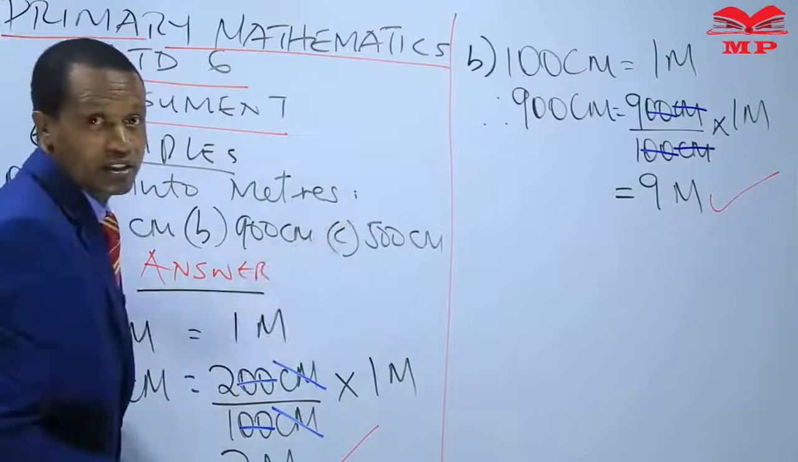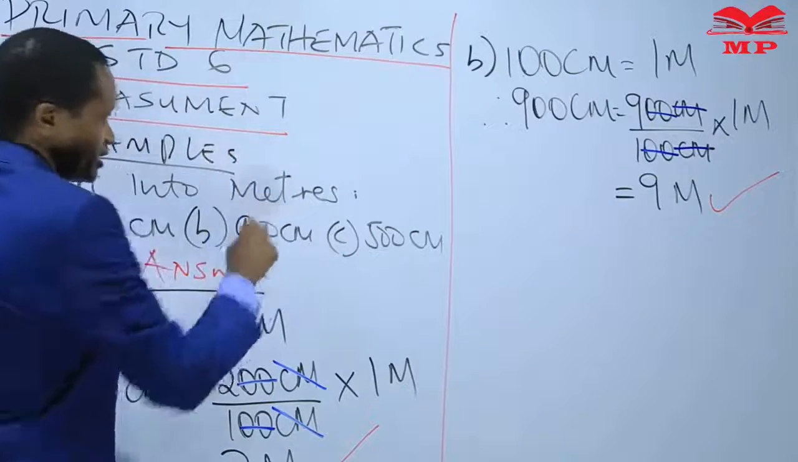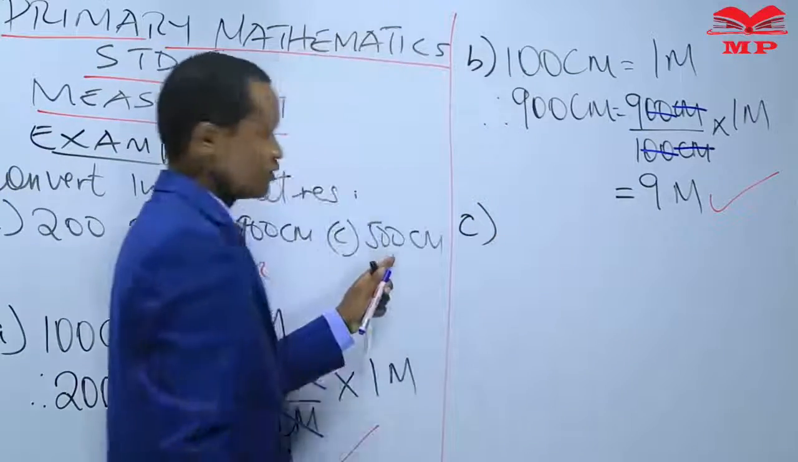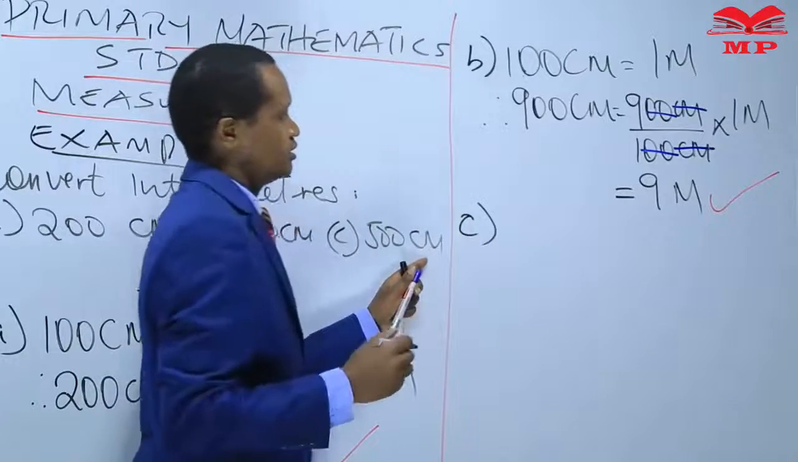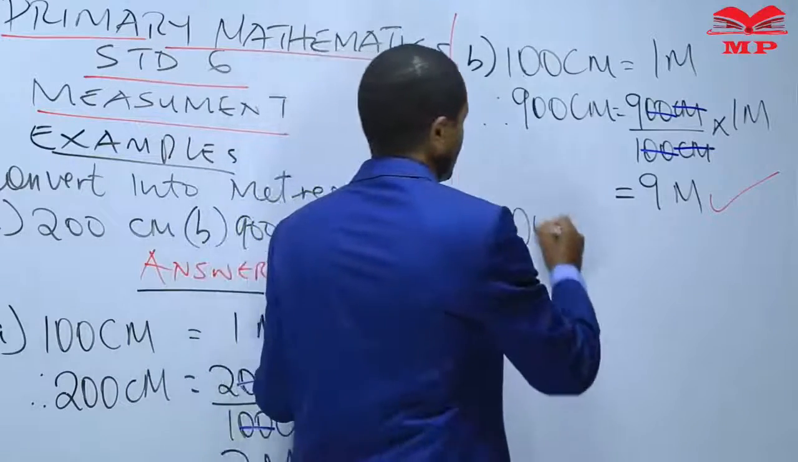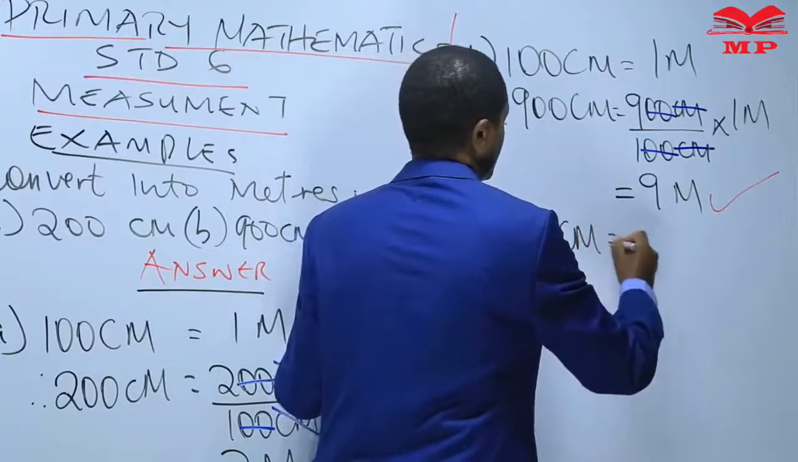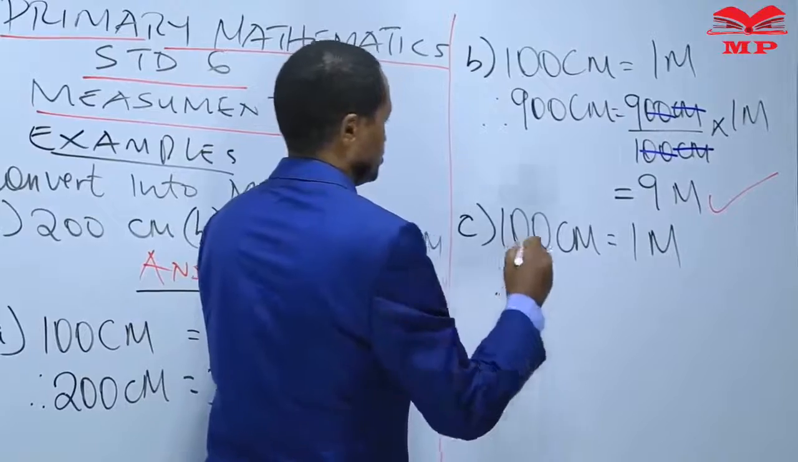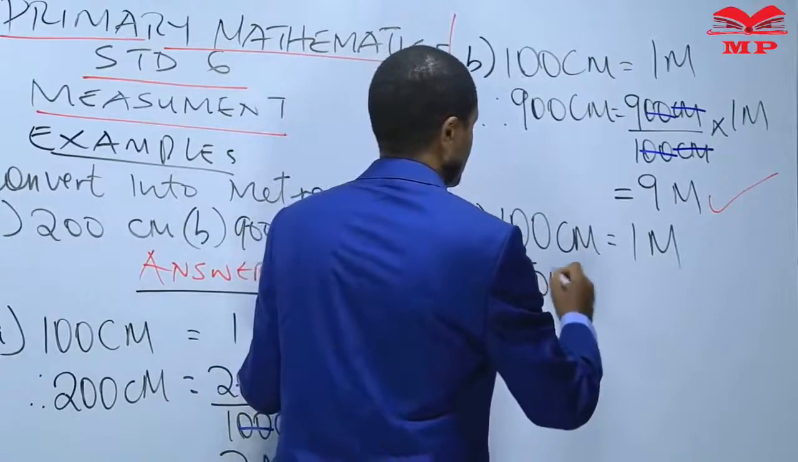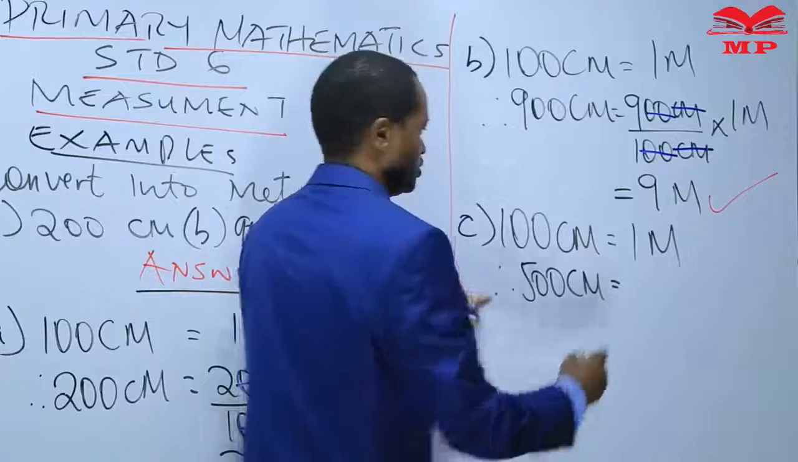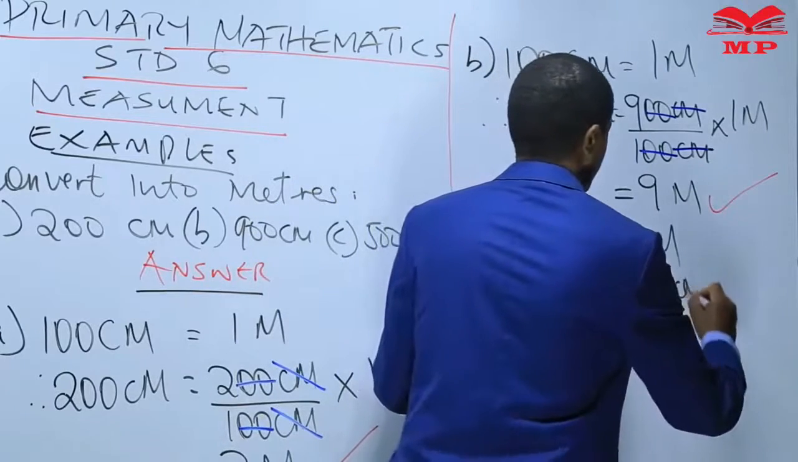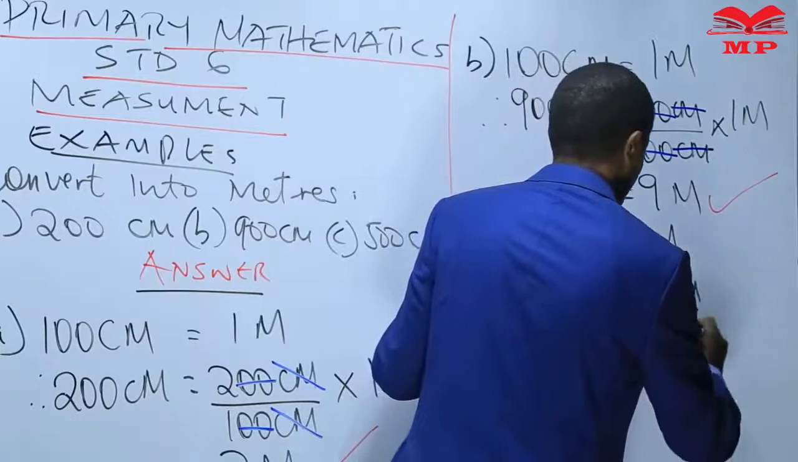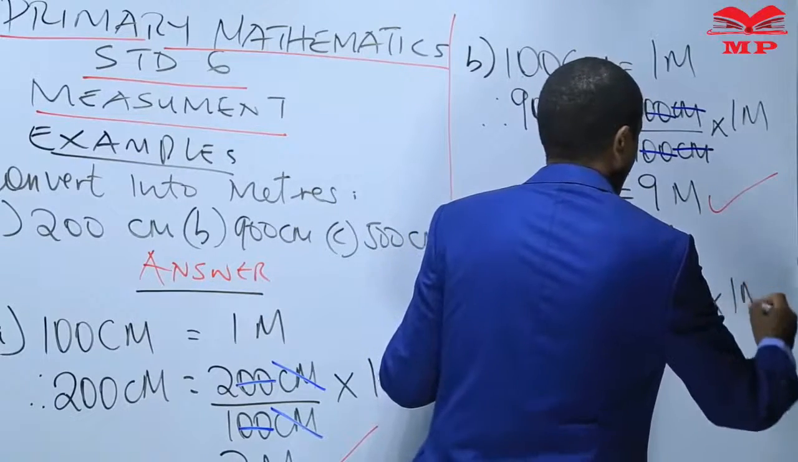Then we work out part C. Convert 500 centimeters to meters. We know 100 centimeters is equal to 1 meter. Therefore, 500 centimeters will be equal to 500 centimeters over 100 centimeters times 1 meter.